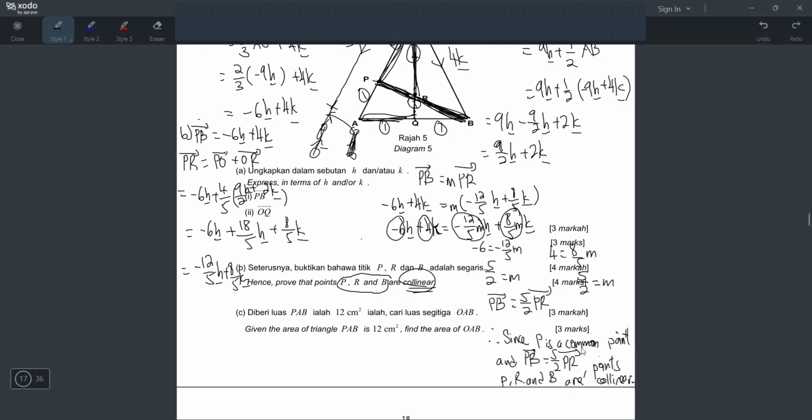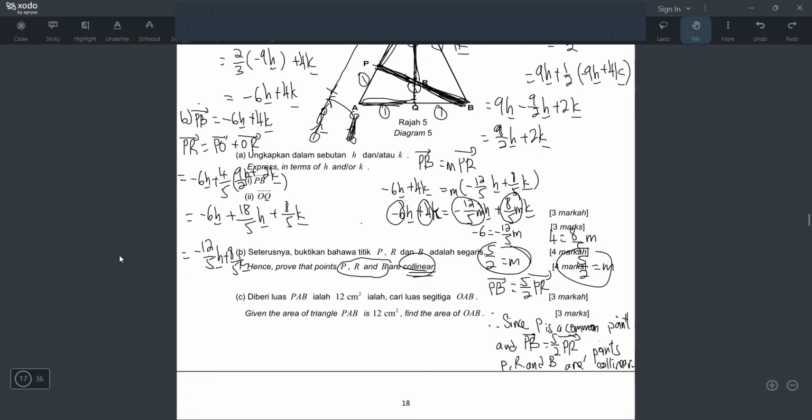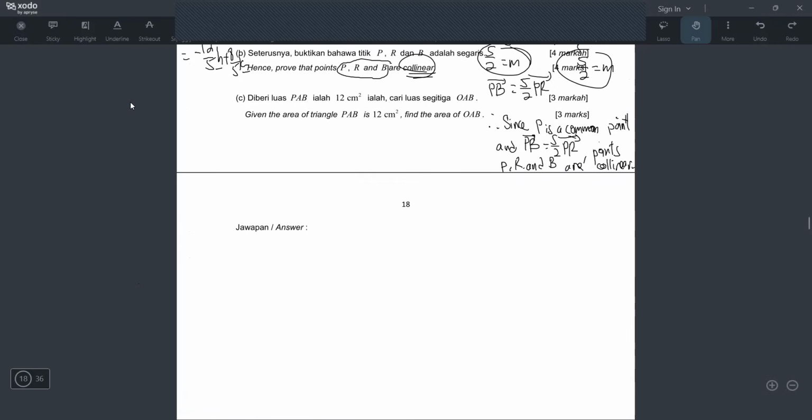The last baris will still be like this. It's just that this one will be a little bit different, but it's still correct, okay? Because what they want is to prove that they are collinear, right? So how to prove? When we get the same answer for m on both sides, this is how we prove. Okay, I hope you understand. I talked for way too long already. So let's continue with C.